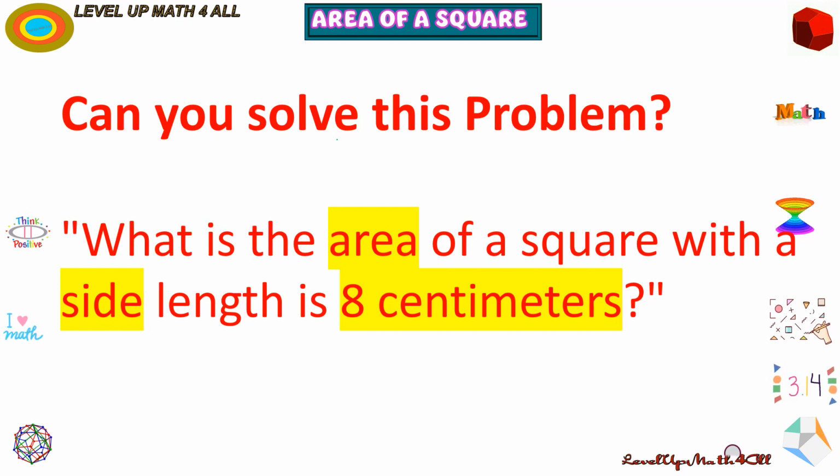Here you go. You have to solve this problem on your own and find the area of a square. The problem is: what is the area of a square with a side length of 8 centimeters? Just look at this one. We are talking about centimeters, not meters. So the answer will be in square centimeters. Make sure you understand this problem, read it again, and then solve it.